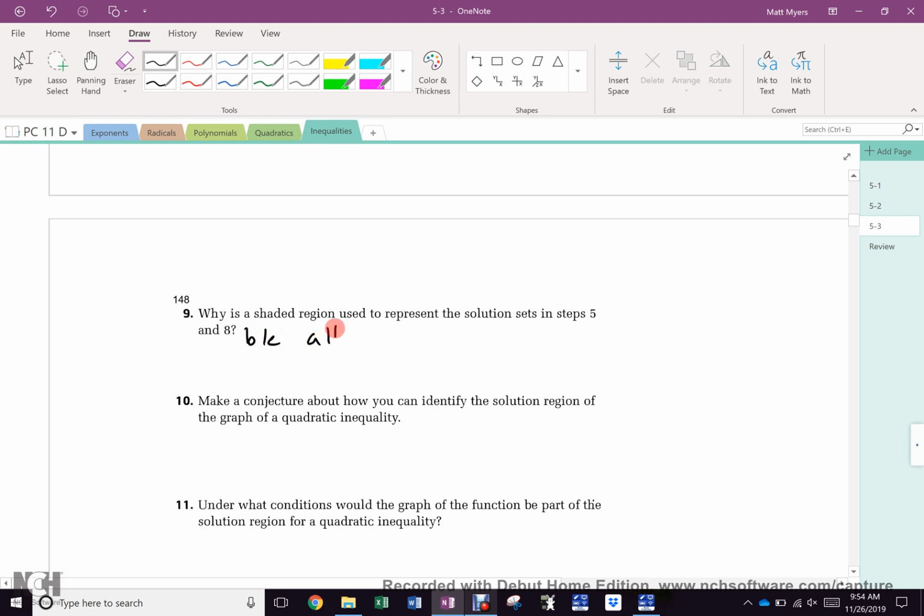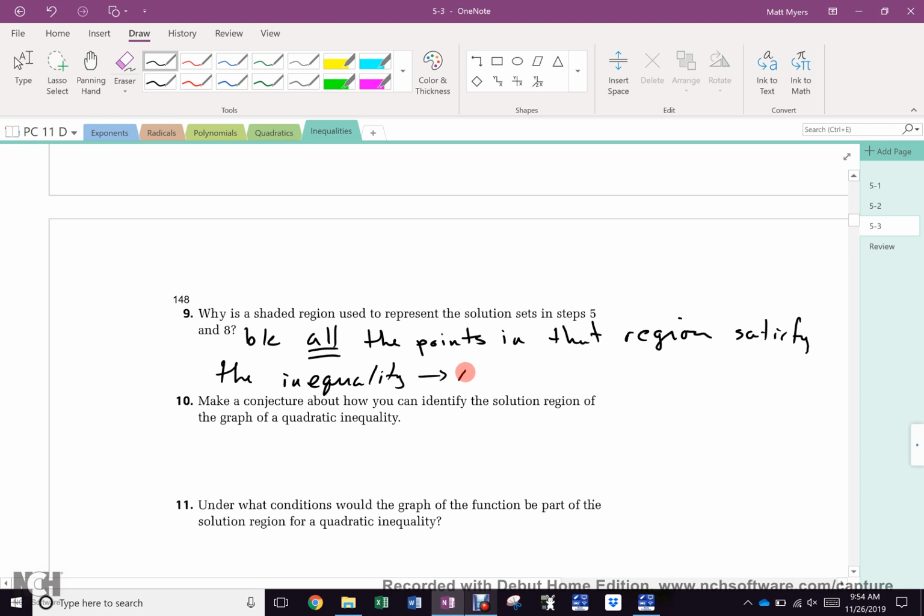Because all the points in that region satisfy the inequality. Not just the line. Underline, highlight, do something with the not. Because up until now, we've only cared about the line or the parabola.